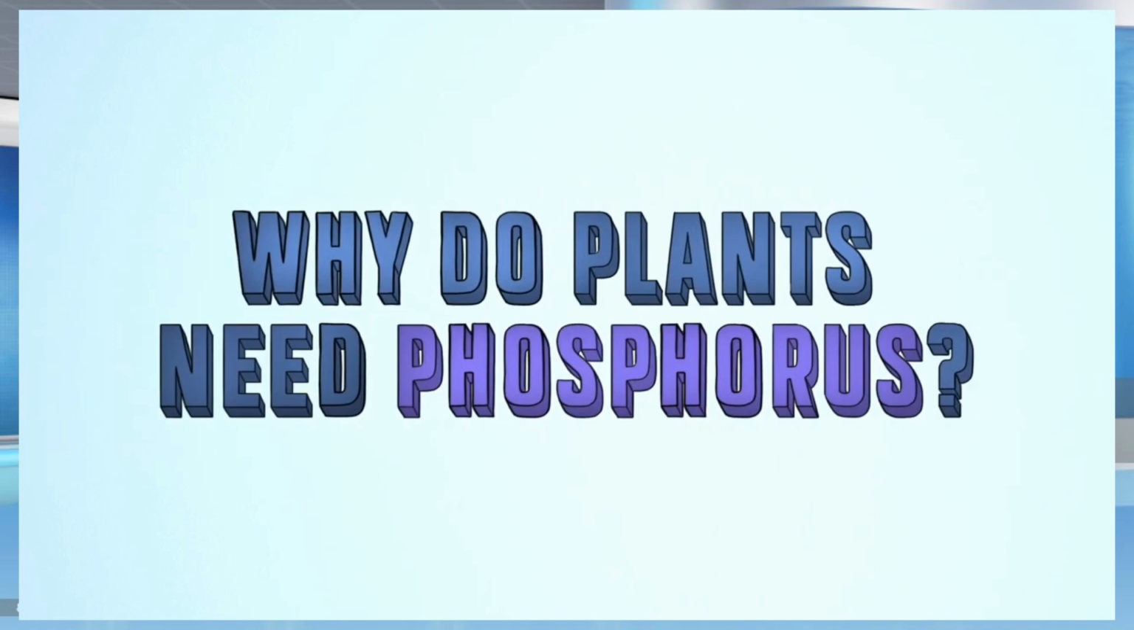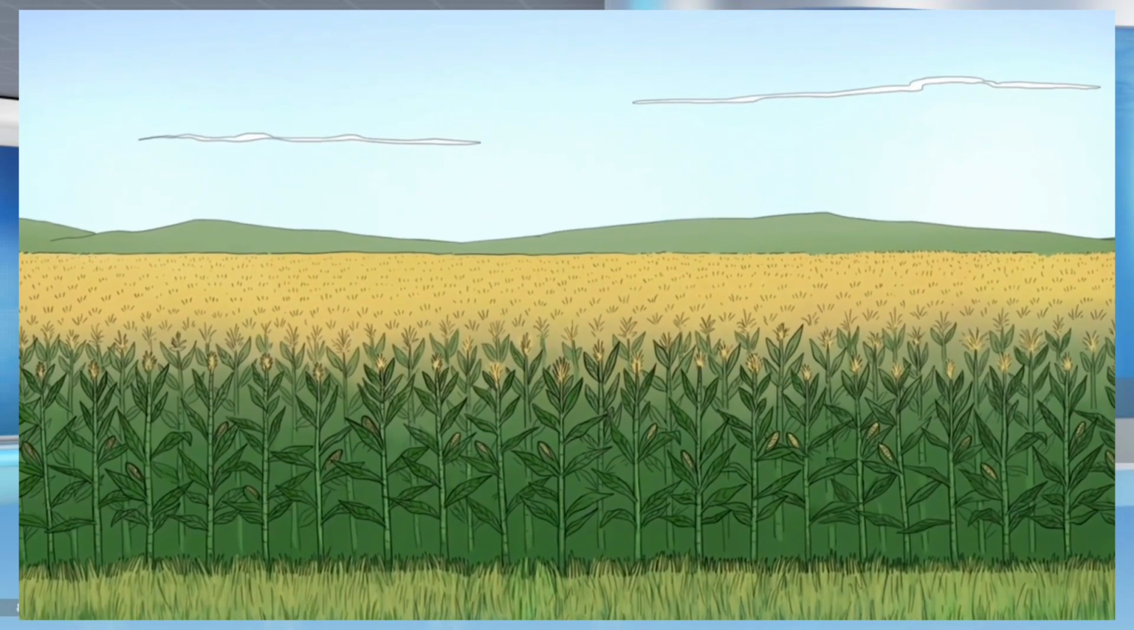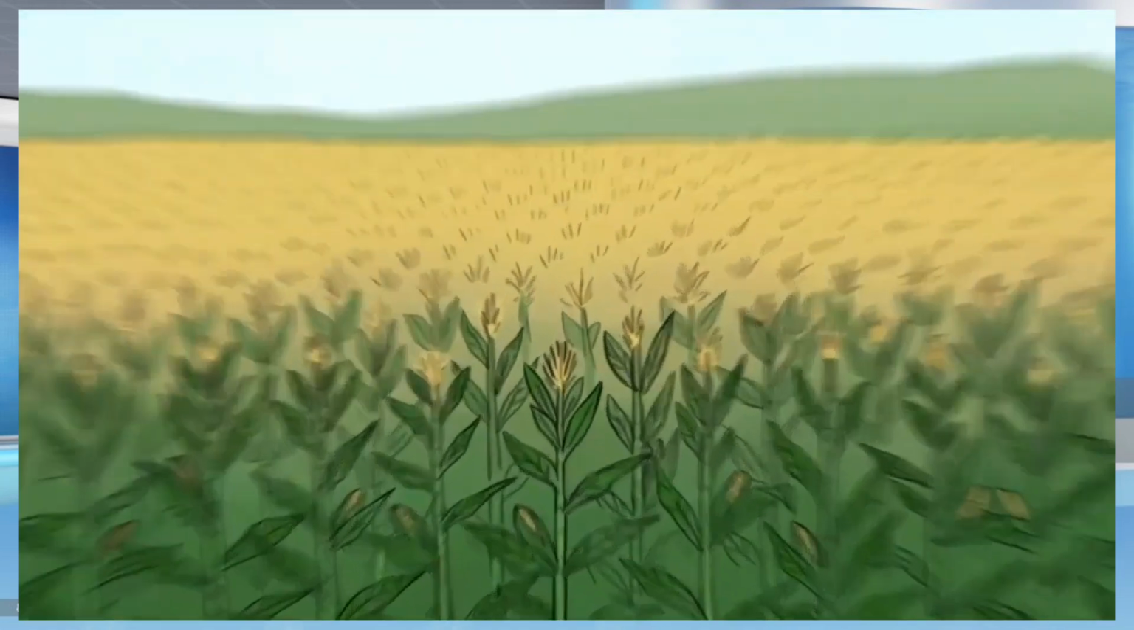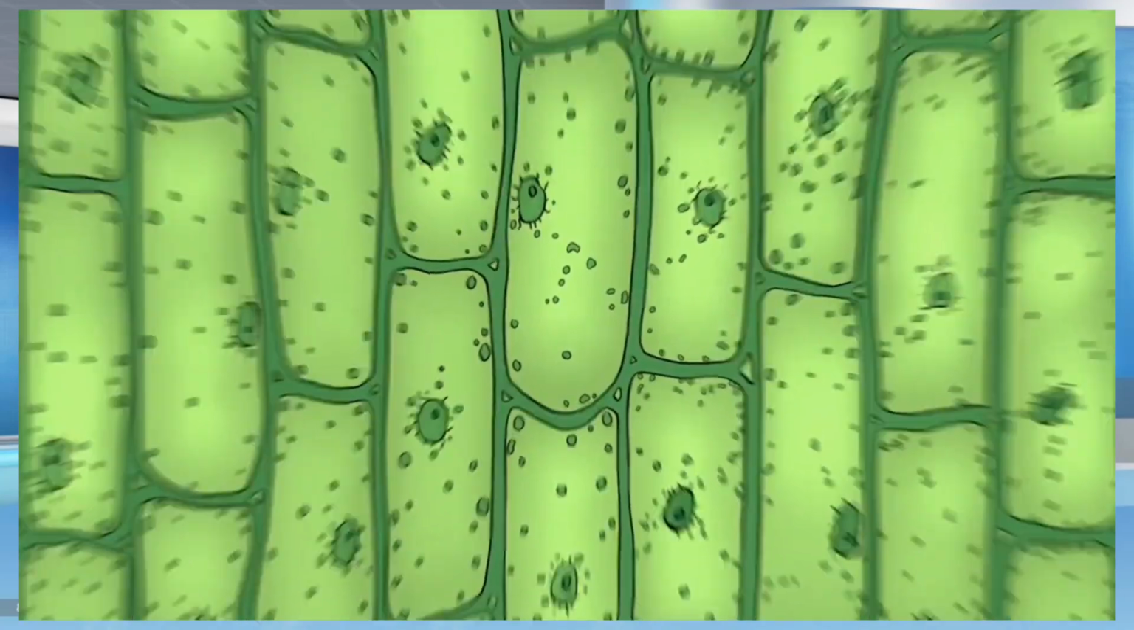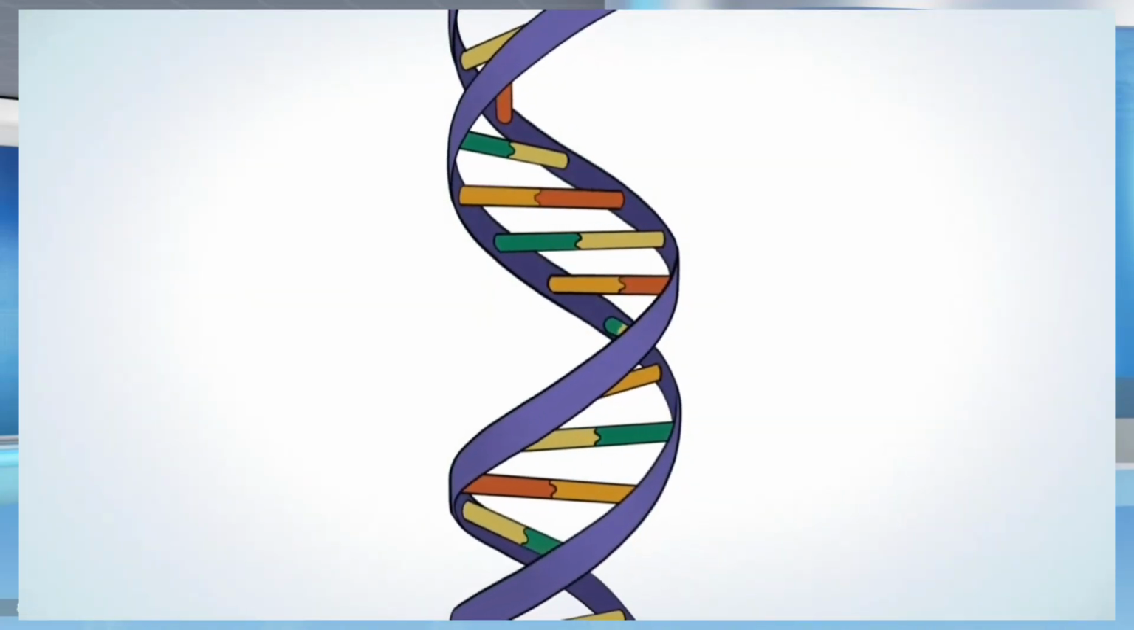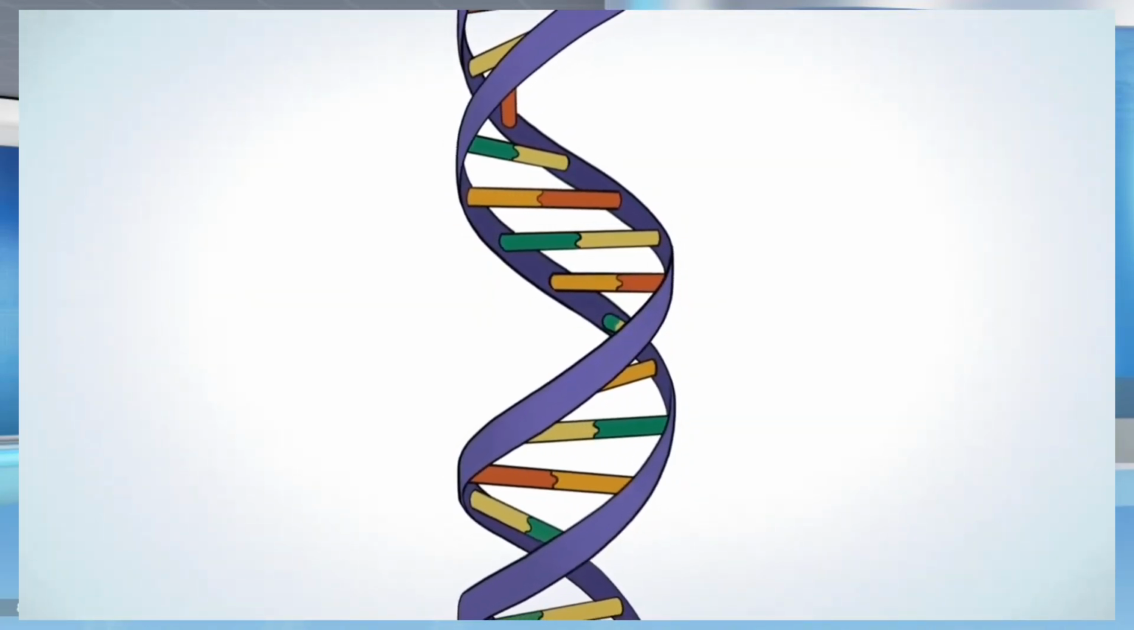So why do plants need phosphorus? One reason is that it is one of the building blocks of plant DNA, making it an essential part of plant tissue. Without sufficient phosphorus, plant growth is significantly limited.